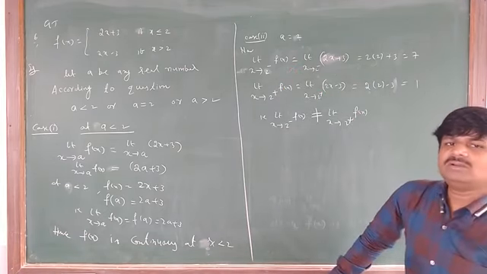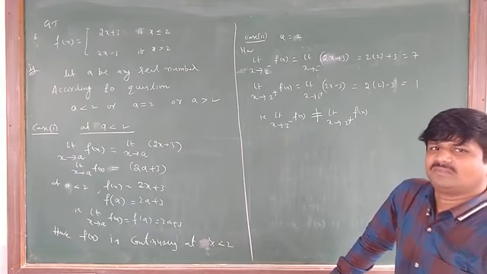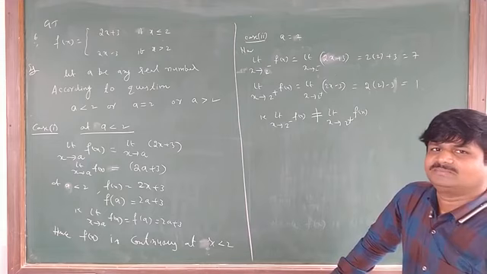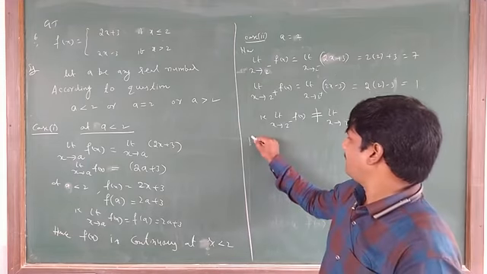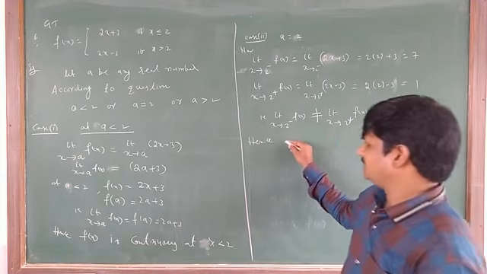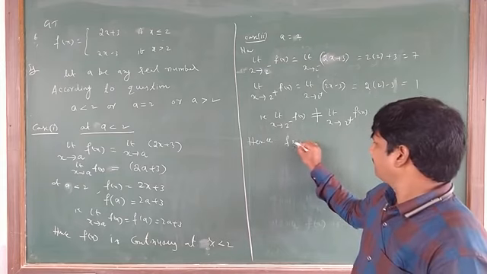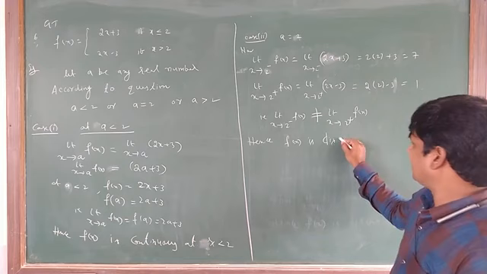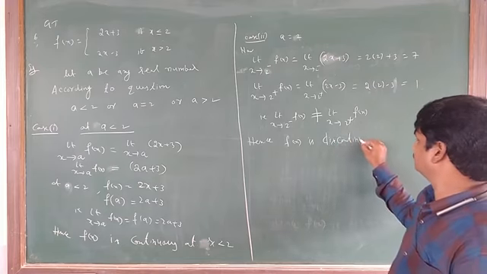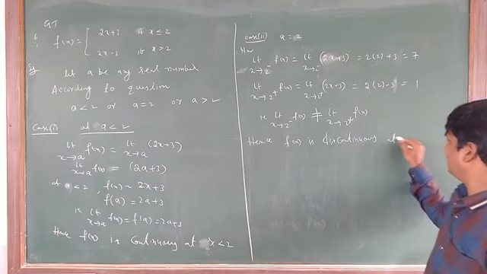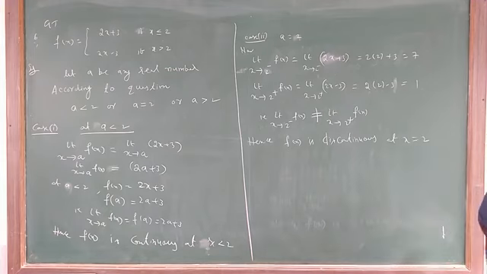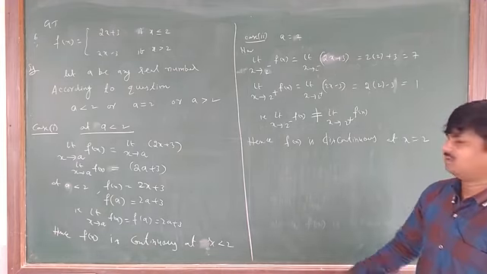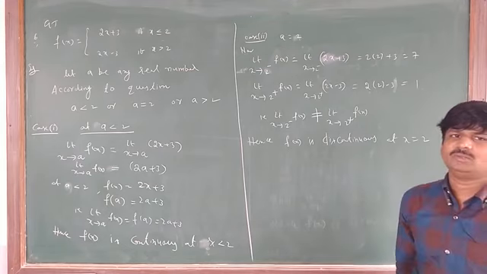The left limit and right limit are not equal. Then hence, f of x is discontinuous at x equal to 2. It is discontinuous at x equal to 2. If the question asks for the discontinuous point, this is one of the discontinuous points.